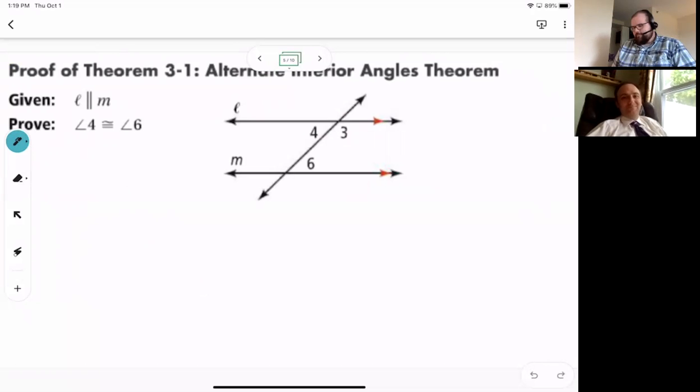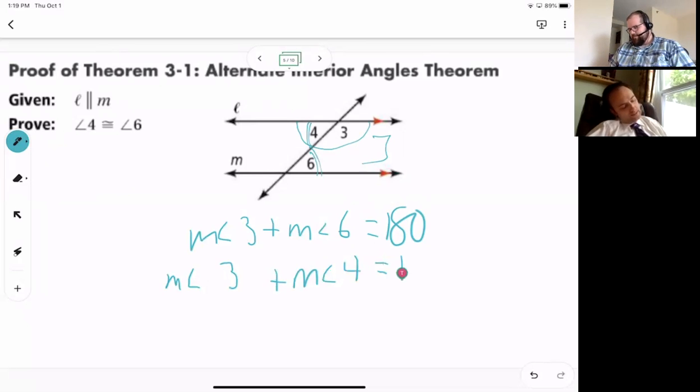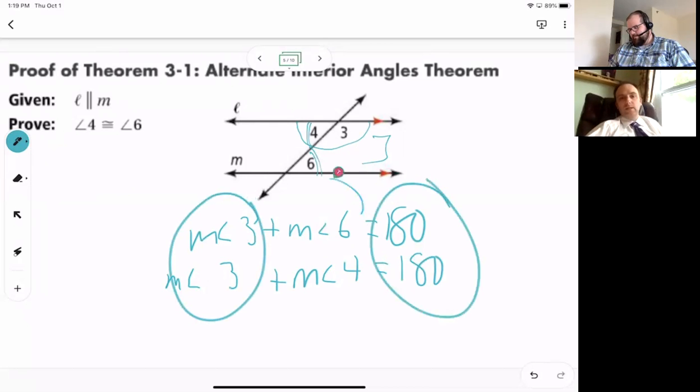I know. I was laughing because I flipped to that page as you were talking. So again, we already proved this. Basically, use the fact that 3 and 6 are supplementary and 3 and 4 are supplementary, and therefore 4 and 6 have to be the same. The fancy statement you would make is angle 3 and angle 6 make 180. Angle 3 and angle 4 make 180. And therefore, these are the same and these are the same, so those must be the same. I like it.